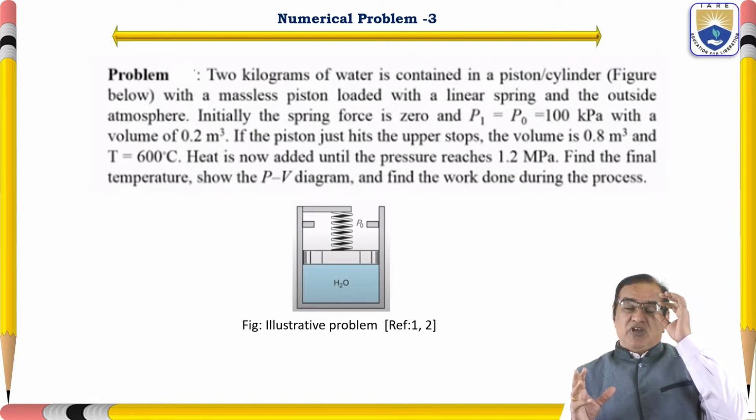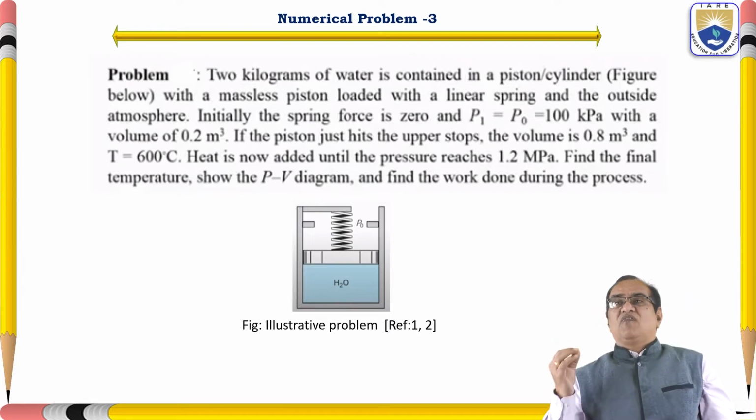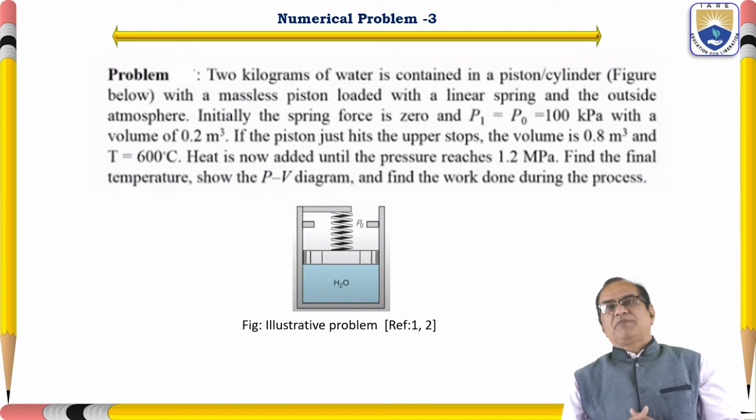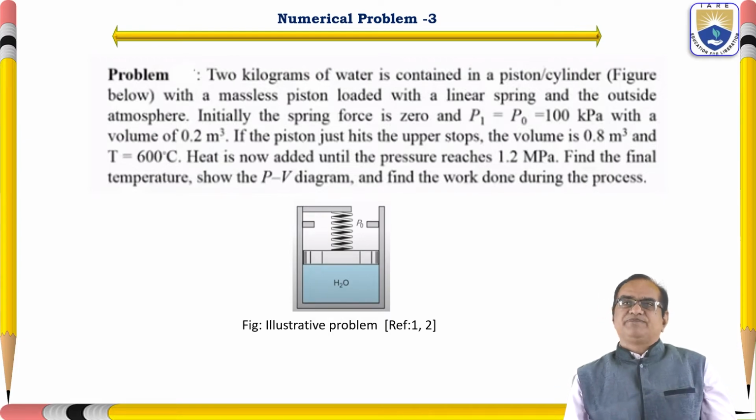So here we have to find out three things. First is the final temperature. What is the final temperature of this system? Then we have to draw the PV diagram, and then we have to find out the work done. As I have discussed earlier, to find out the work done, the PV diagram is a prerequisite. We must draw the PV diagram, then only should we go ahead to find out the work done.